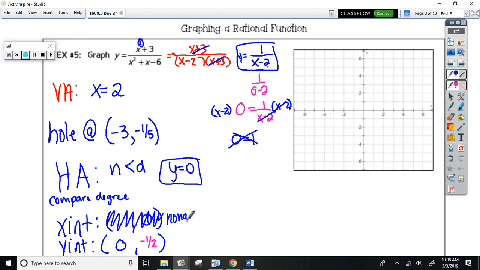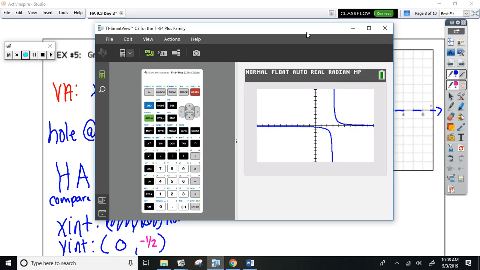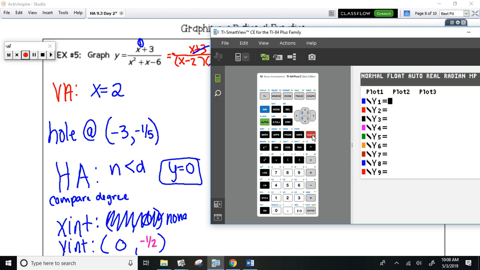All right, so let's go ahead about graphing this. Vertical is at x equals 2. Hole at -3, -1/5, which will be an estimate, of course, and a horizontal asymptote at 0. And then definitely use your graphing calculator to assist you in your table and connecting and sketching. So you need to use parentheses. Always graph the original.